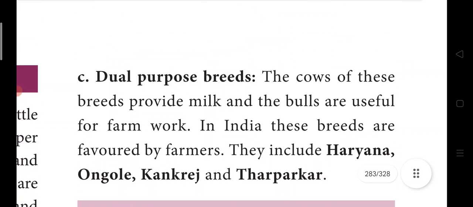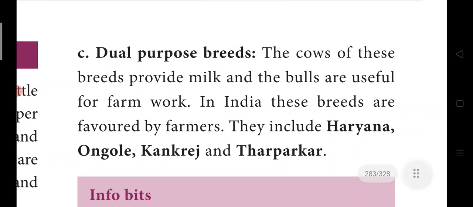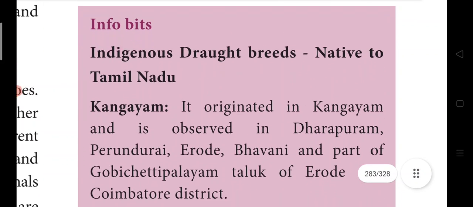Now, dual purpose breeds will do farm work and also provide milk. They include Haryana, Ongole, Kankrej and Tharparkar. These breeds are mostly favored by farmers in India, because they do not need to spend on both kinds of breeds separately. If one breed can do both works, that is very useful for Indians.